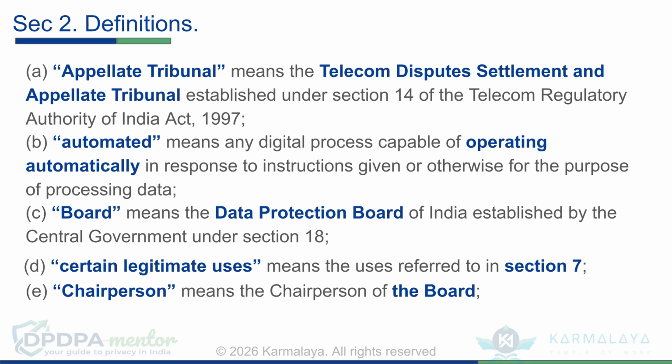Section 2 provides key definitions. Per subsection A, the Appellate Tribunal is the Telecom Dispute Settlement and Appellate Tribunal. Per subsection B, automated means any digital process operating automatically. The Board is the Data Protection Board of India, as per subsection C. Based on subsection D, certain legitimate uses refer to Section 7. Per subsection E, the Chairperson is the head of the Board.